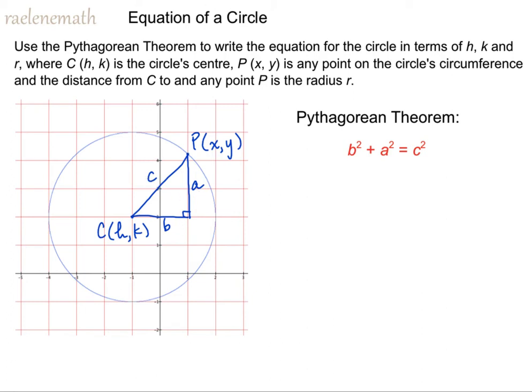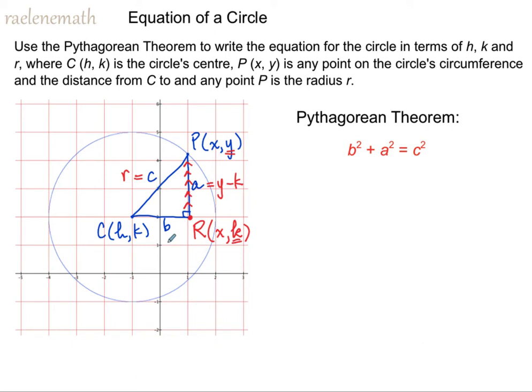But in this case, our altitude is given by a change in the y-coordinates. So I'm just going to label a point here. Let's call this R, which has the same x-coordinate as point P and the same y-coordinate as point C. I'm calling that R because this is really the radius distance. And then we know that A is the change in the y-coordinates from R to P, which is the bigger y-coordinate minus the smaller, y minus k.